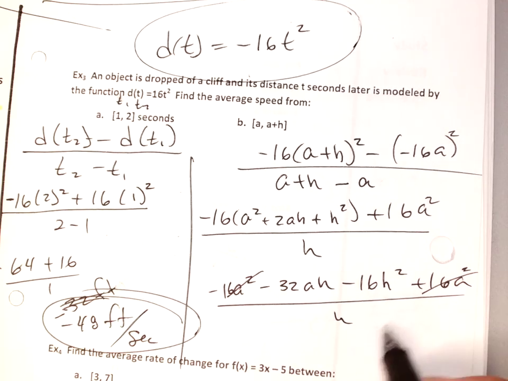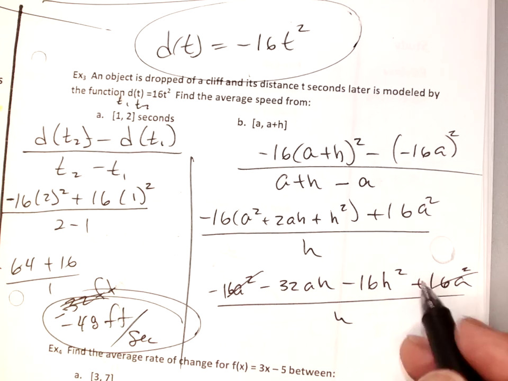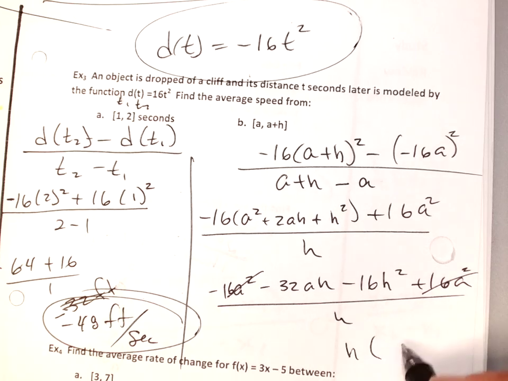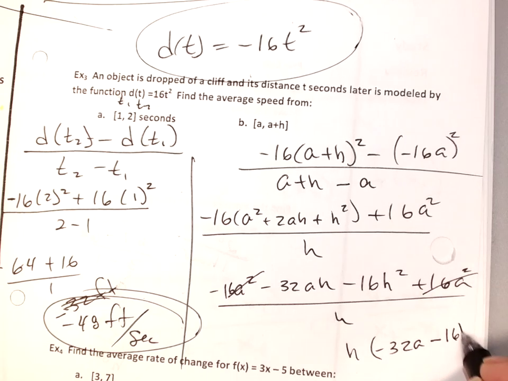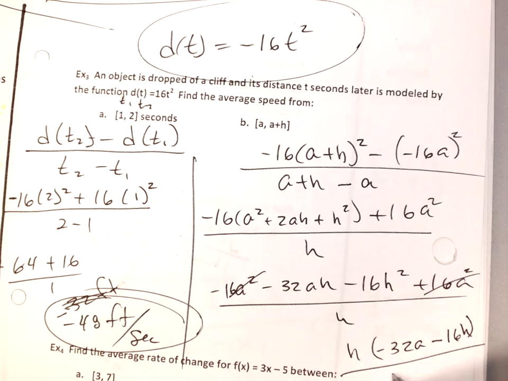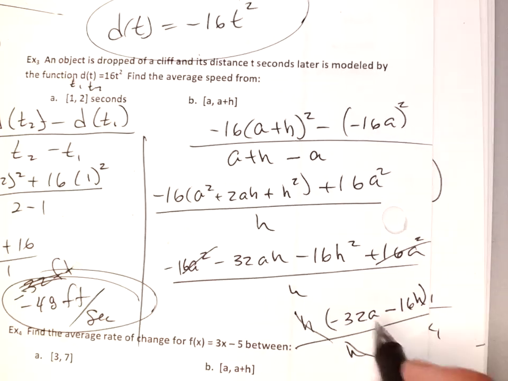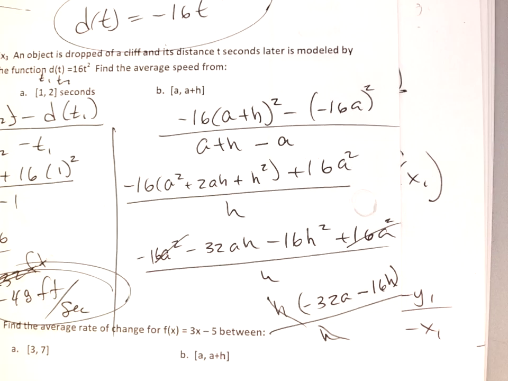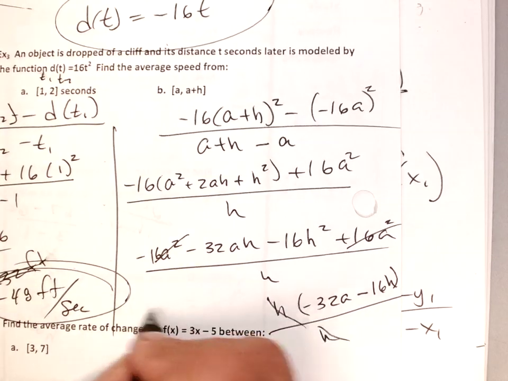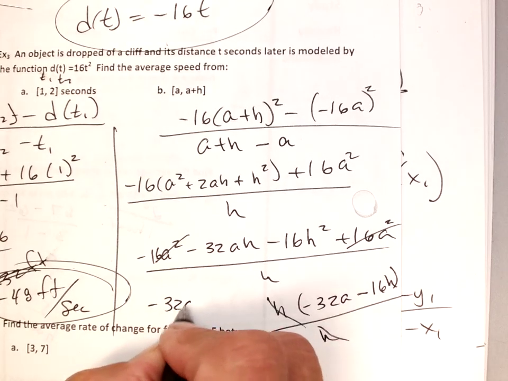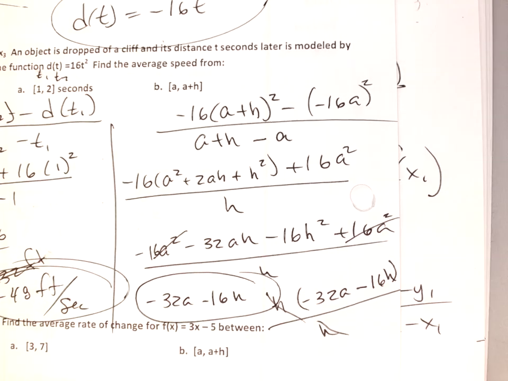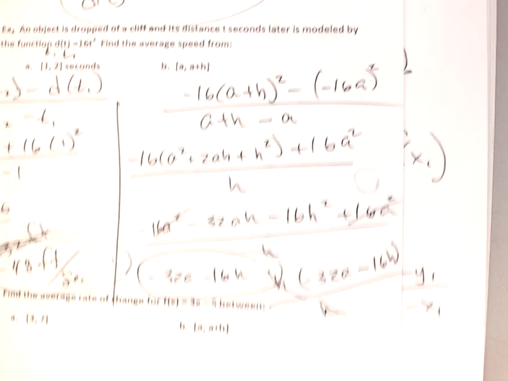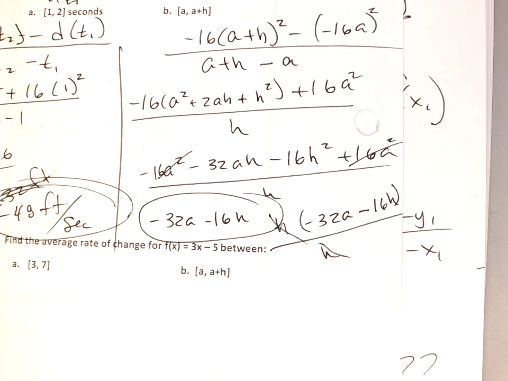Okay, so then we common factor out the h. Remember how I did that before? I took out the h. I'd have a negative 32a minus 16h, all over h, and the h's cancel, okay? So my answer then is negative 32a minus 16h. That's my answer, okay? How did that help Newton? And I'll come back and I'll try and explain it to you.